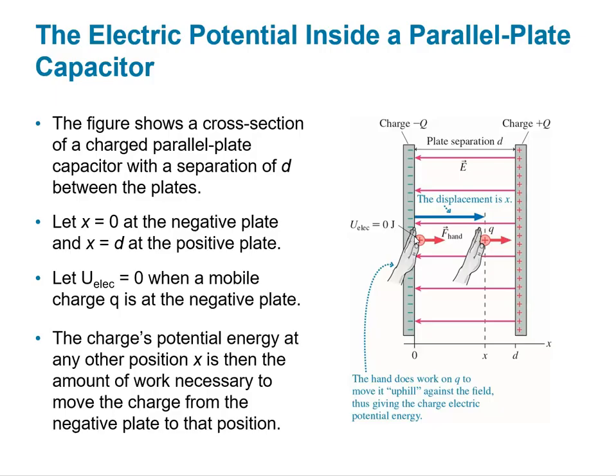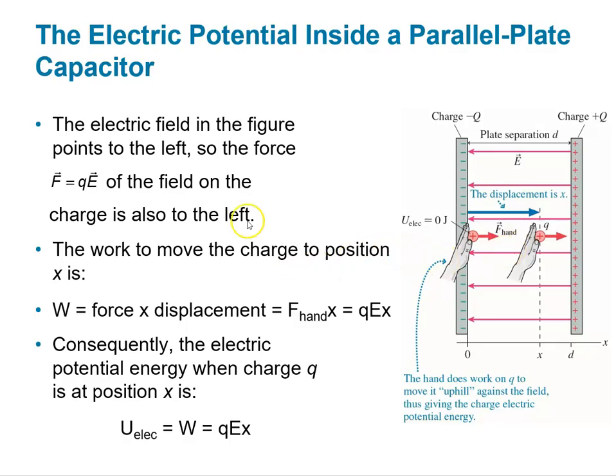If it's going to take work to move it from here to here, work is equal to force times distance, so it's going to be related to where you move it to within the parallel plate capacitor. The electric field points from positive to negative. We know that the force from the electric field is Q times E, where Q is the charge. It's the force that a charge feels from the electric field.